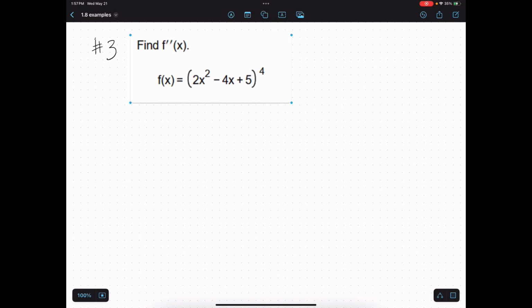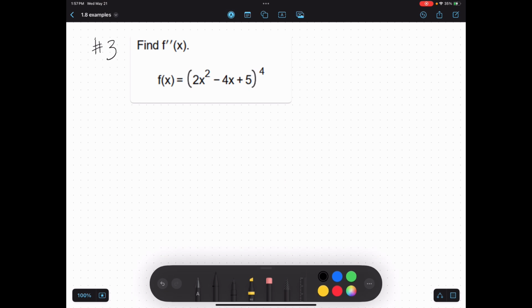Okay, let's look at some examples from the 1.8 homework. The first one we'll start with is number 3, where this question is asking us to find the second derivative, right? We've got 2 apostrophes up there, so this is the second derivative. Well, what does that mean? That means I'm going to take the derivative and then take the derivative again.